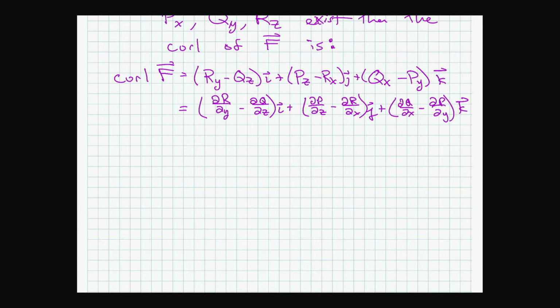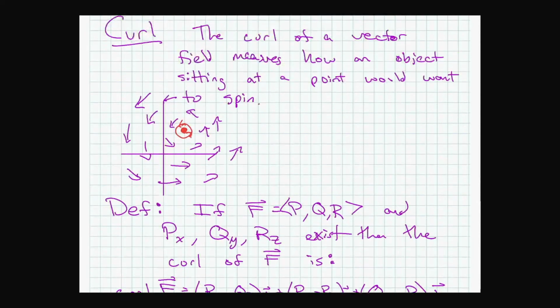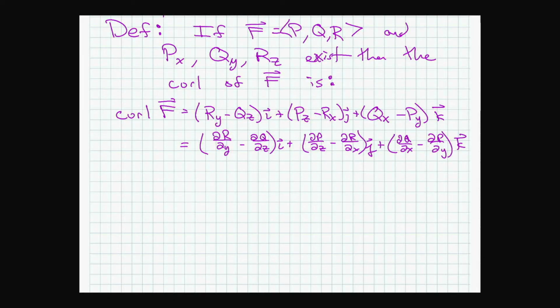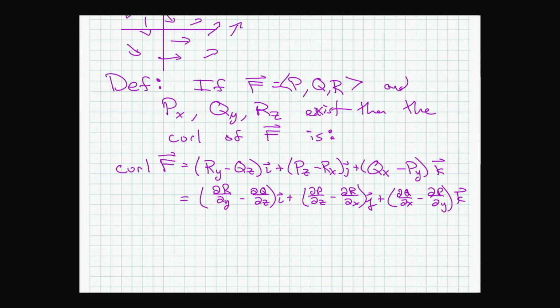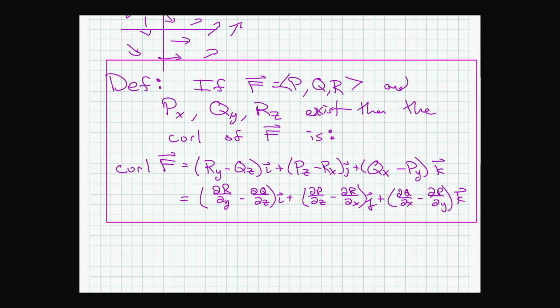So hopefully you see that this is a vector, right? Your answer is a vector here. And so we're going to have to talk about what that has to do with spinning around a point. But for now, this is your definition. So this is how you're going to calculate this thing. Let me put it in a box, make it easier to find. All right. So there's the curl of F.